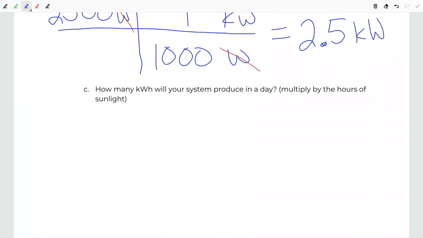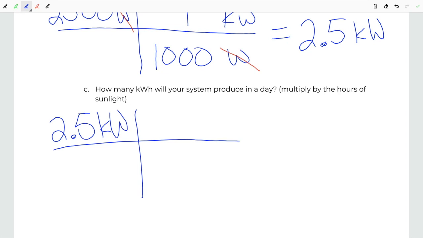And now, remember, we need to multiply by the hours of sunlight in order to find out how many kilowatt hours our system produces in a single day. So, set up our tracks again. 2.5 kilowatts. And then we want our hours on the top and our days on the bottom. And we go find out what our average sunlight per day was in New Mexico.